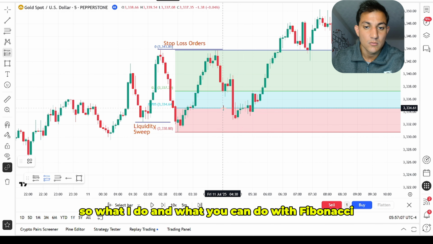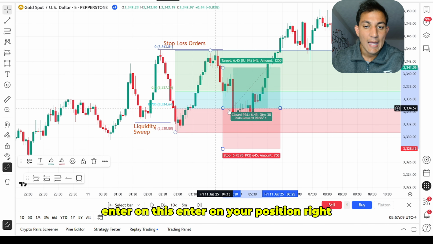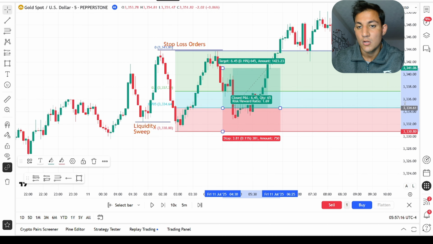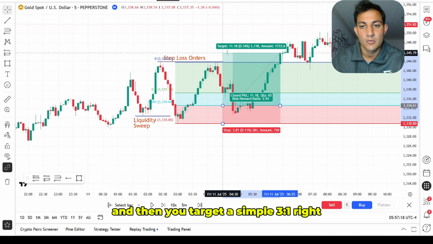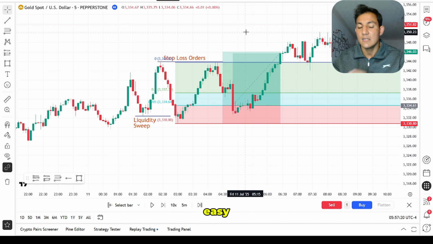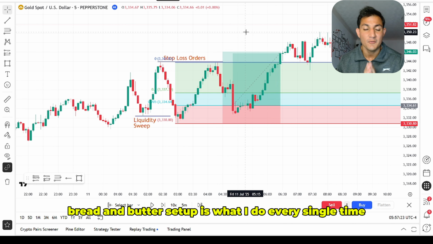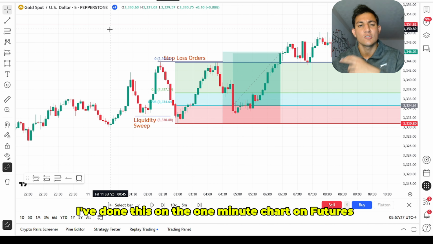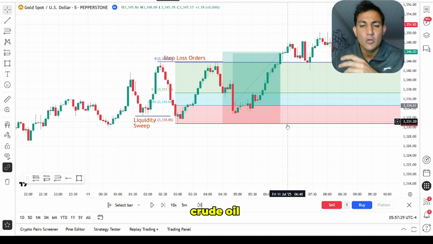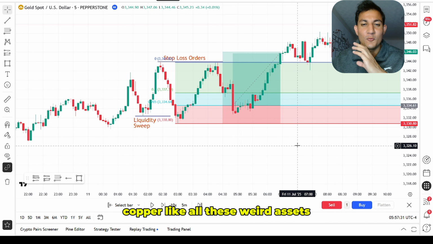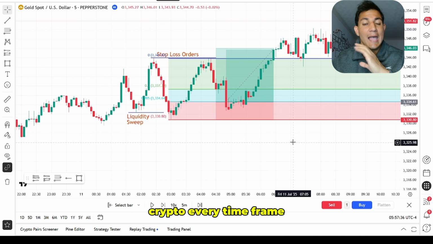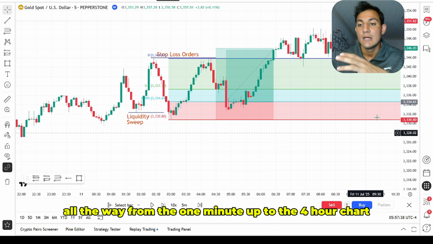So what I do and what you can do with Fibonacci, enter on your position, right? 0.705. Stop always fixed at the low, and then you target a simple 3 to 1. Right, easy bread and butter setup is what I do every single time without hesitation. I've done this on the 1 minute chart, on futures, forex, gold, crude oil, silver, copper, like all these weird assets. I've done it on every single market you can think of, crypto, every time frame, all the way from the 1 minute up to the 4 hour chart.